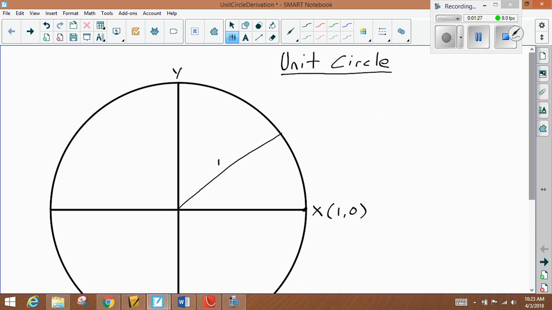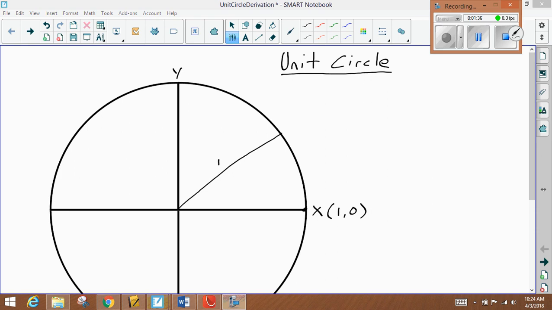So what we're going to make right now is called the unit circle. We're going to actually derive the whole thing. We're going to make it from scratch. So here we go. Unit circle, guys.